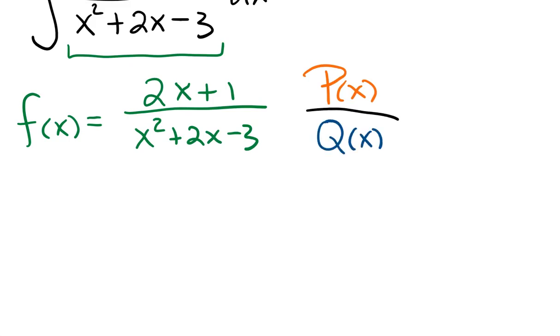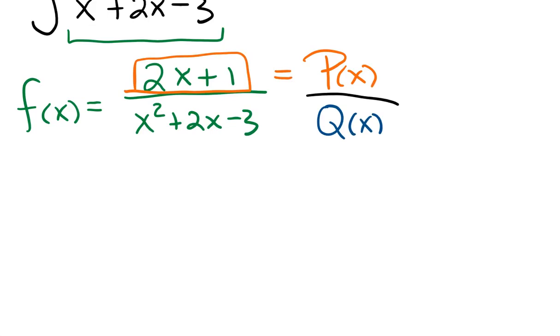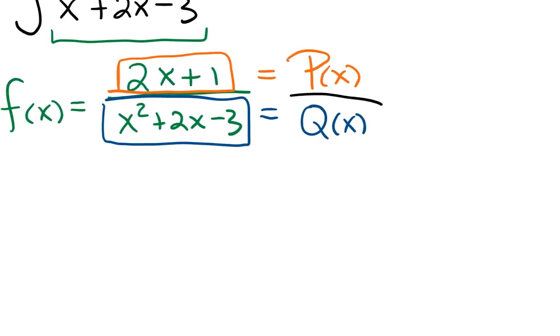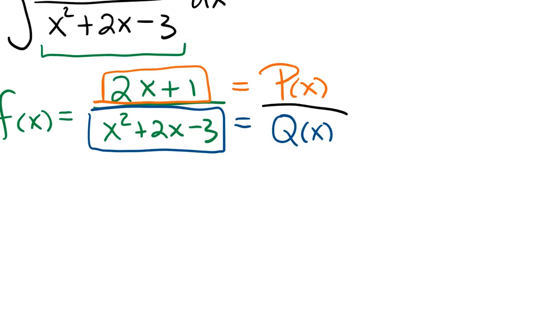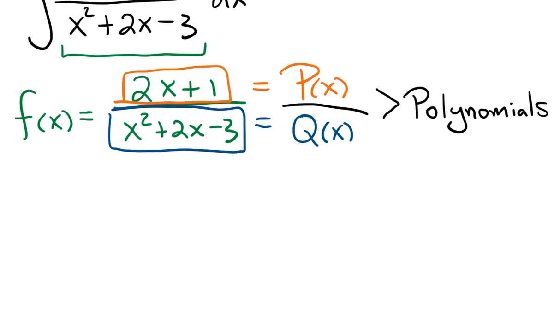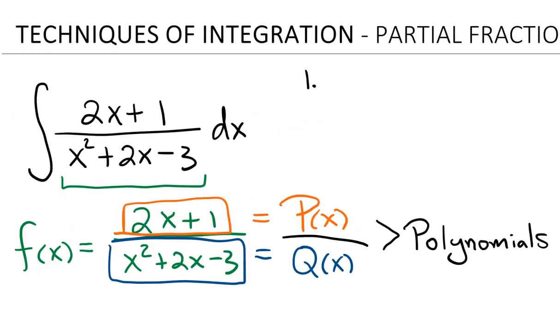Now if we say p(x) is equal to our numerator of f(x), so p(x) is equal to 2x + 1, and q(x) is equal to our denominator, so x² + 2x − 3, then what we will realize is that f(x) is equal to the ratio of polynomials. These are both polynomials, and a function that is the ratio of two polynomials is a rational function. So we know that our function f(x) is rational, and that is very important.